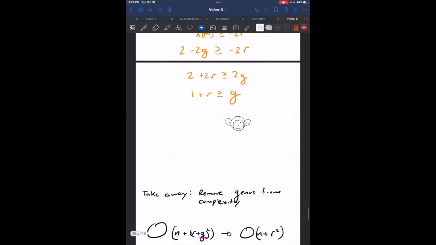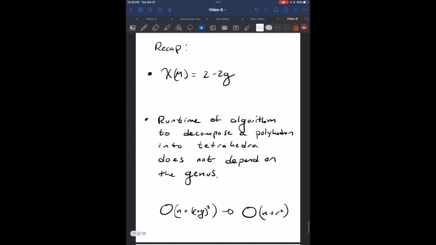Bonnet macaw, nice. Okay, so what did we do in this video? We talked about how the Euler characteristic can be expressed in terms of the genus, and then we used this to remove the genus from a bound on the number of tetrahedra needed to decompose a polyhedron. So I think that is just a super cool application of the Gauss-Bonnet theorem.